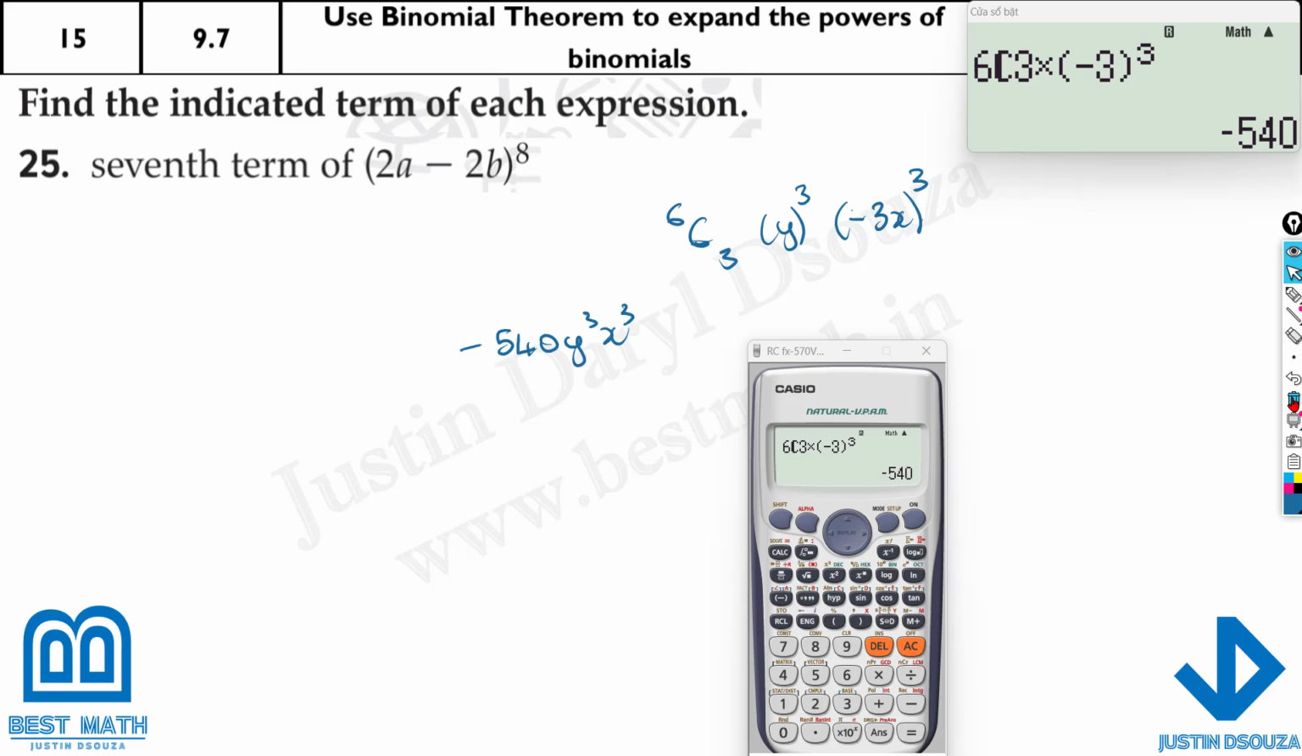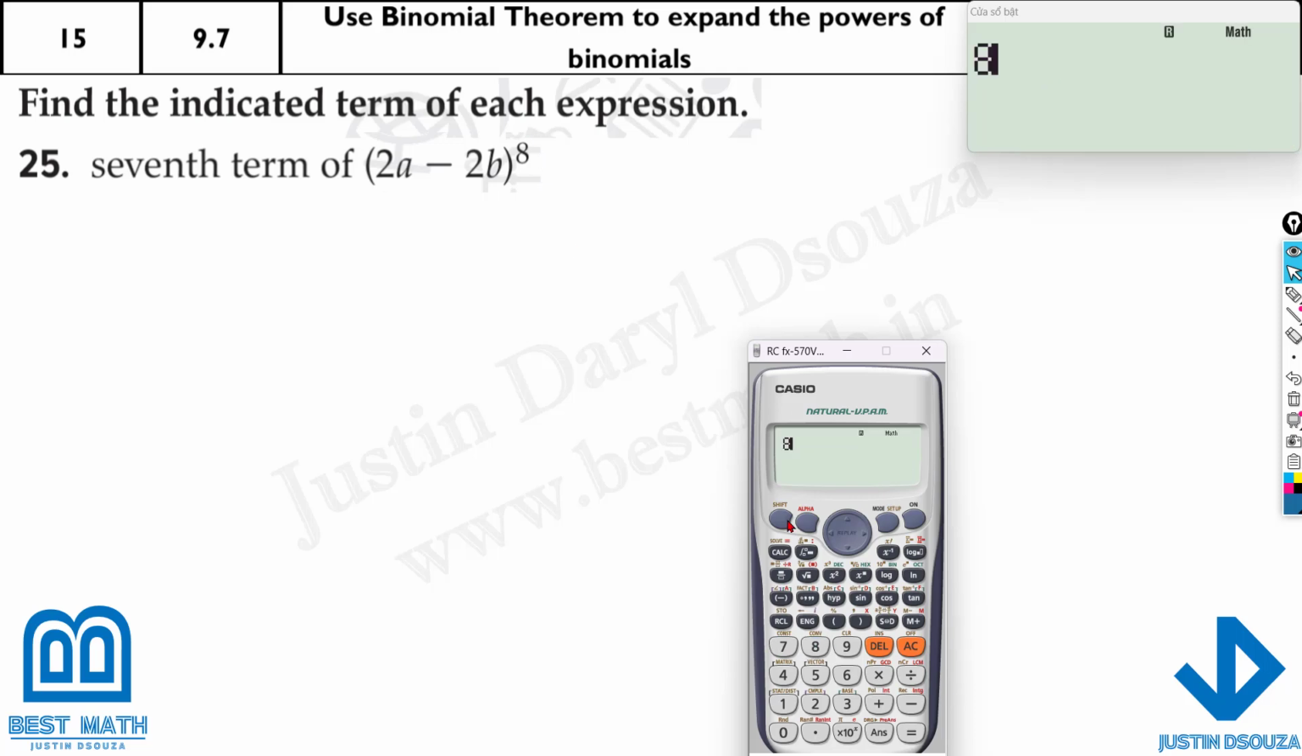What about this one? I will directly put in the calculator. That's going to be 8, C is shift and C over here. And 7 means it's going to be 6 multiplied by what are the powers? So 8C6 is done. That's K value. And now this A is 2A raised to the power 8 minus 6. That's 2. And we have again minus 2B raised to the power 8. No, not 8. It's 6.